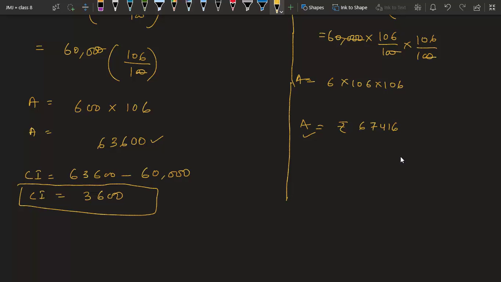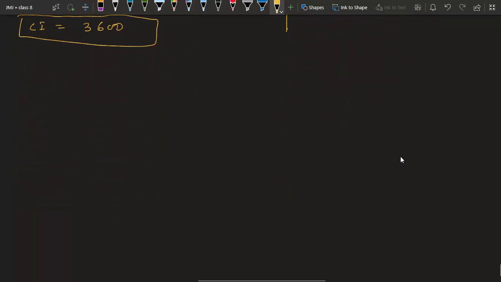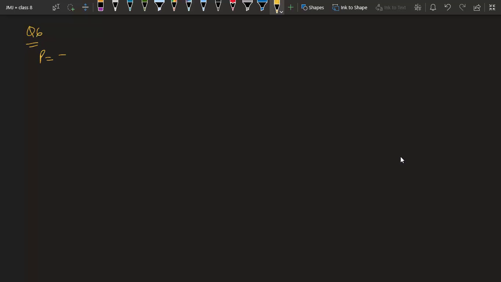Now question number 6. RF took a loan of rupees 80,000. So principal is rupees 80,000 from a bank, if the rate of interest is 10% per annum. So rate of interest given to you is 10% per annum. Find the difference in amounts he would be paying after 1.5 years.